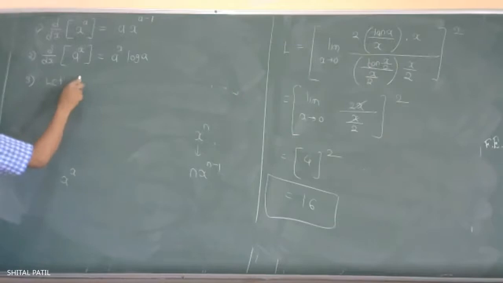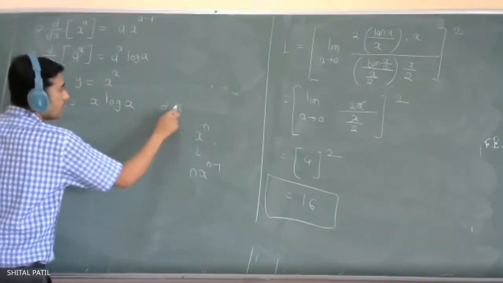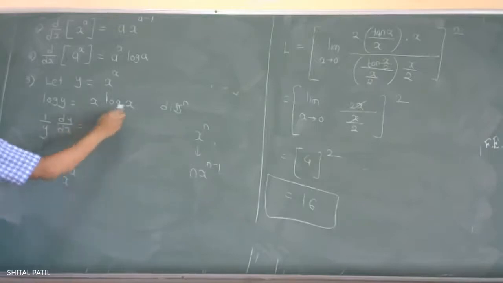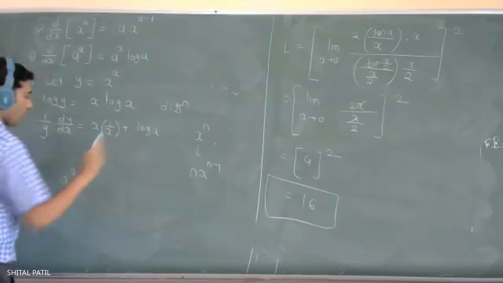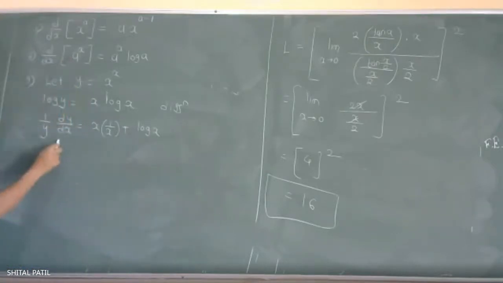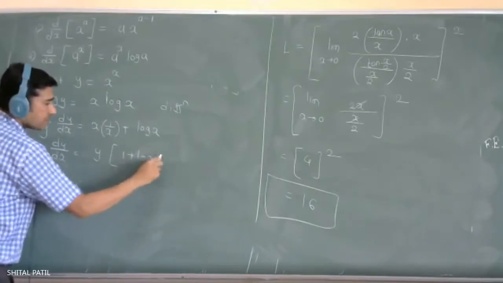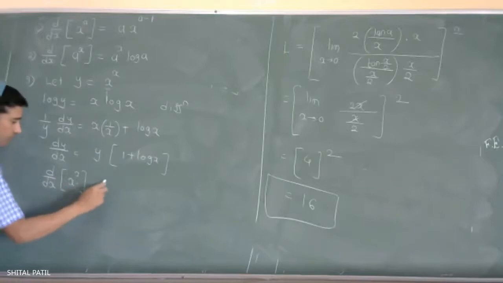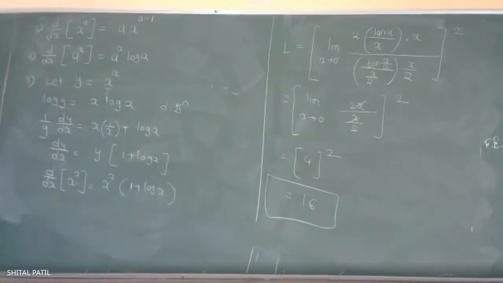Make y equal to x raised to x. Then take log on both sides. Log y equals x log x. Now differentiate on both sides. So the derivative is 1 upon y dy by dx equal to, we have to use the product rule: x as it is, derivative of log x is 1 upon x, plus log x as it is, derivative of x is 1. Then dy by dx equals y times, this x by x is 1, plus log x. Now let me substitute the value of y. y is x raised to x. So d by dx of x raised to x is x raised to x times 1 plus log of x. Getting it?